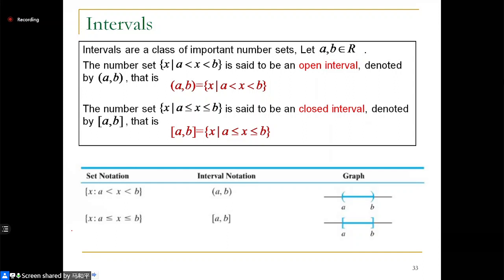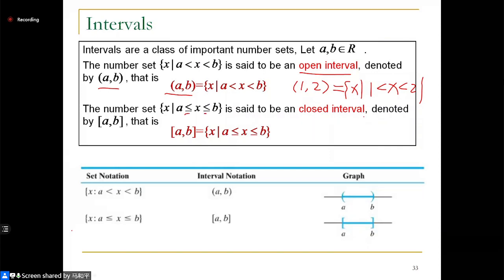In a number set, the set of X greater than A and less than B is said to be an open interval, denoted by (A, B). We learned the open interval (A, B). We can also write it as a set. For example, the interval (1, 2) we can write as the set of X such that X is greater than 1 and less than 2, right?